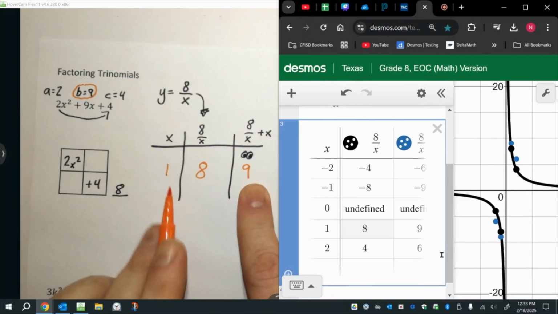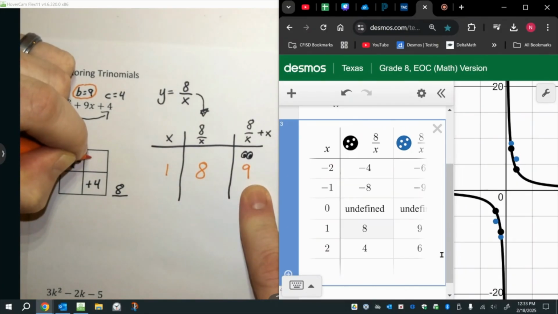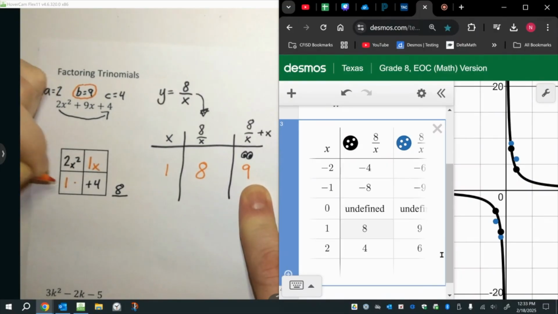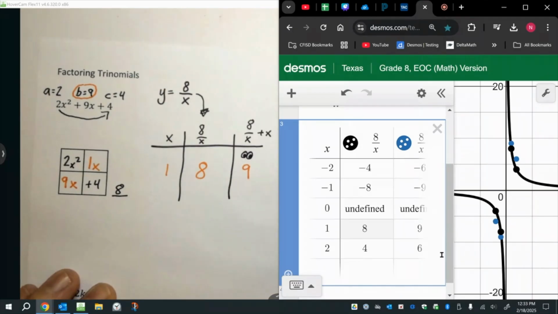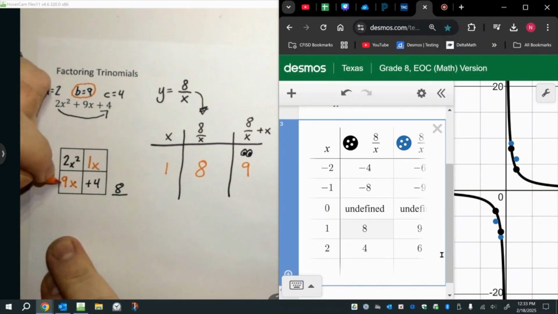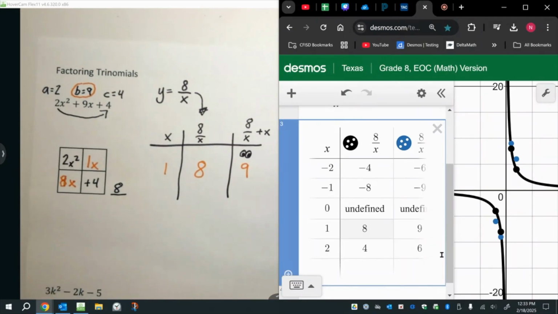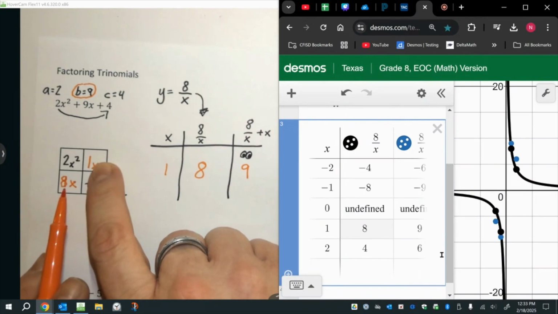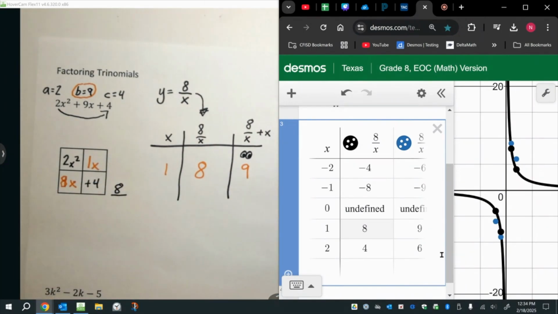multiply to this 9, but guess what? They also add to 8. So we're going to put an 8 in one of the boxes, a 1 in the other box. And so now we've made this 9 become a 1x and an 8x. So now we're just going to go backwards. What do you mean backwards?